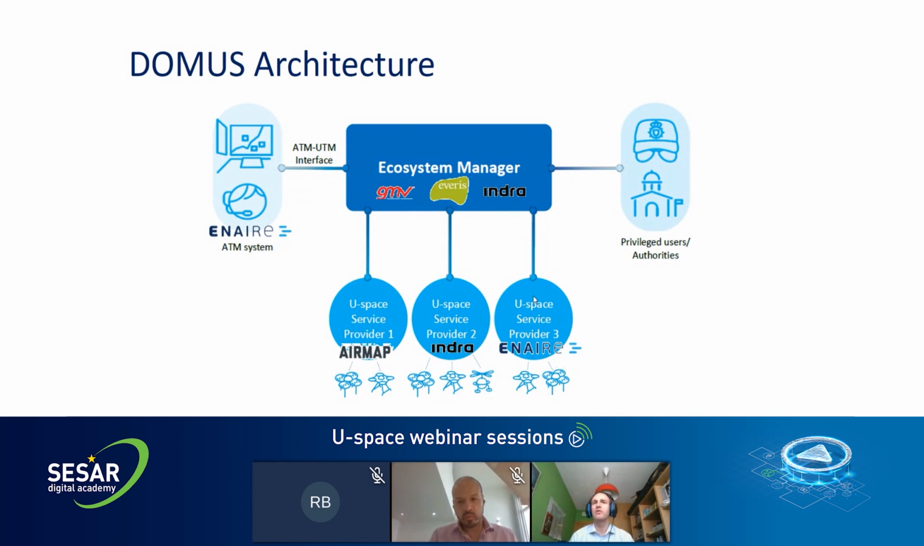Other stakeholders, shown on the right, like privileged users and authorities, would connect directly to the ecosystem manager, for instance, either to take traffic information or define temporary no-flight drone areas.